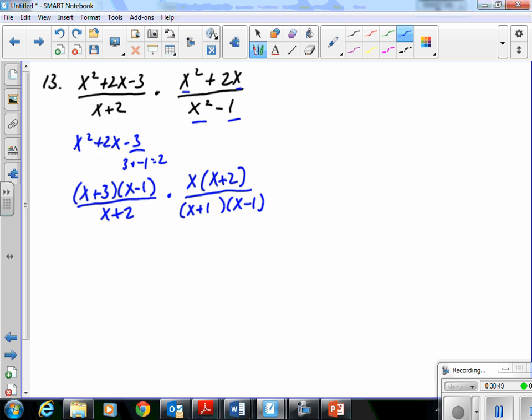And cancel out what we've got in common. So we've got x minus 1, x minus 1, top and bottom, x plus 2, x plus 2, cancel each other out. And so then that's going to give us x times x plus 3 over x plus 1.